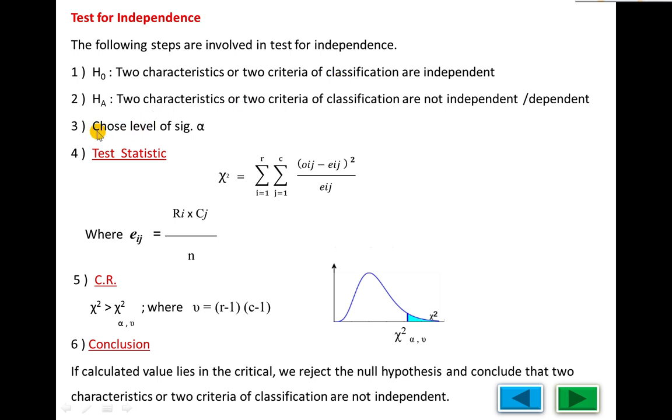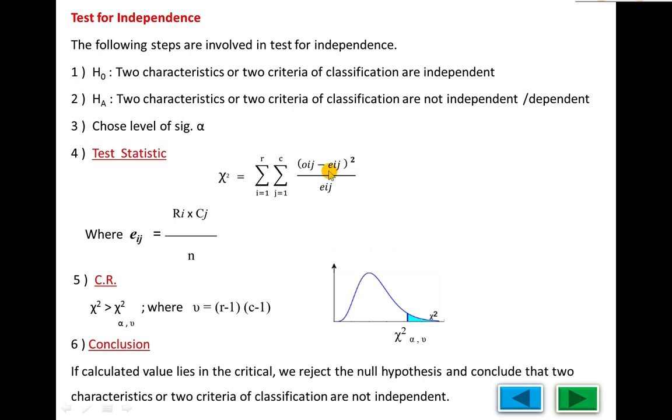Third step, level of significance alpha. Fourth step, test statistic. This is the formula of the chi-square test. We have used another formula in testing of hypothesis for standard deviation and variance, and this formula is used for the test for independence. In this we require the expected frequency. The observed frequency is the given cell frequency O11, O12, and so on, and these are the corresponding expected frequencies.